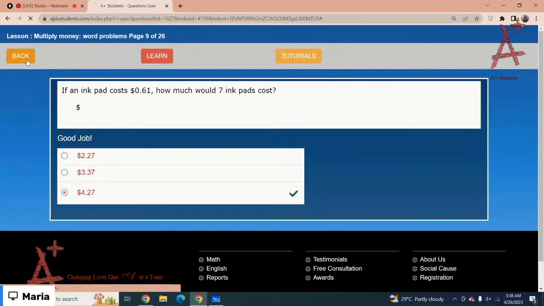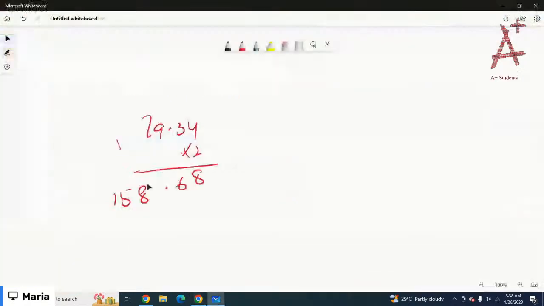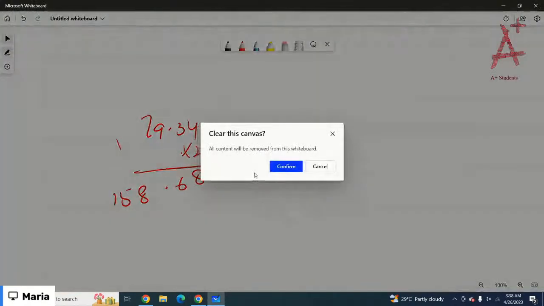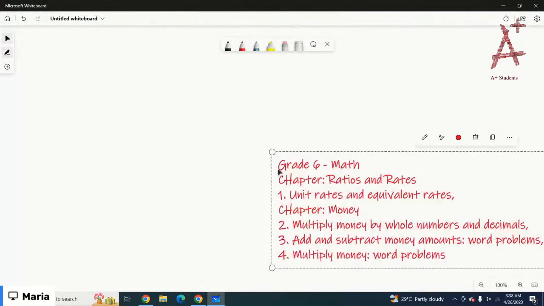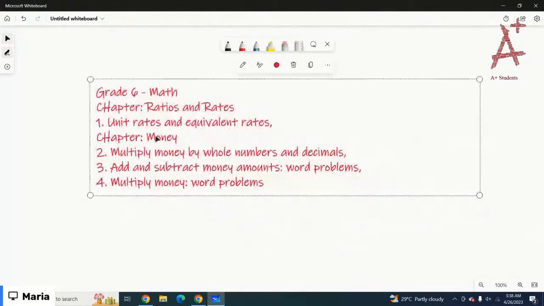Okay, you can complete the test by yourself later today. So we're working on grade 6 maths. We have started with the chapter ratios and rates. The lesson is unit rates and equivalent rates, but the lesson is moved to the next grades. Got it? That is just the name I mentioned in the lesson. Then we have started the new chapter, money. The lessons are multiply money by whole numbers and decimals, add and subtract money amount word problems, then multiply money word problems.